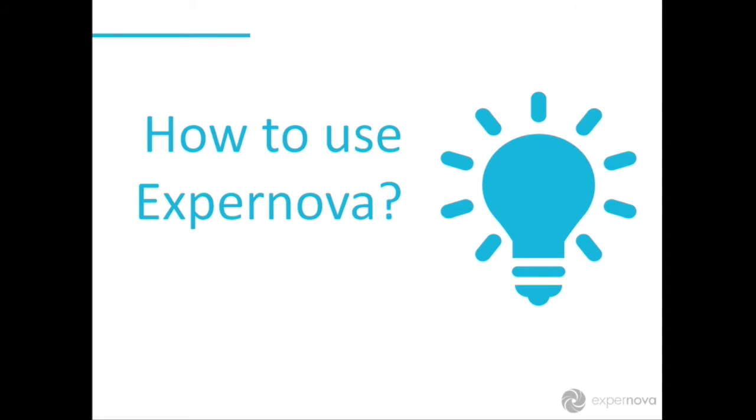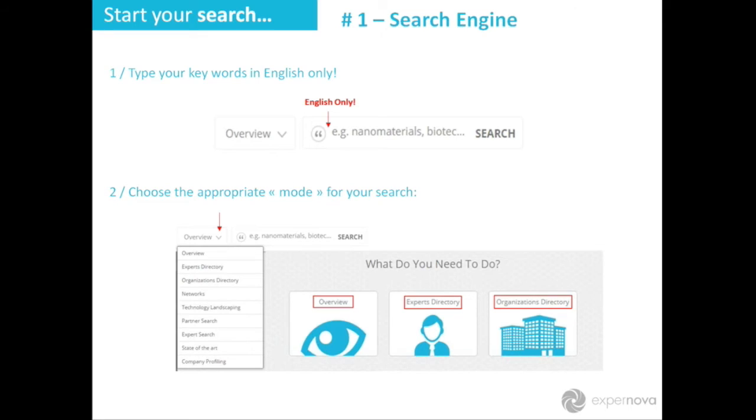So, a couple of key points to remember before we move on to see the version 4. In terms of carrying out searches, keywords must be typed in English. This hasn't changed. All of the information in the Expernova database, whether it was originally in English or not, will be translated into English.